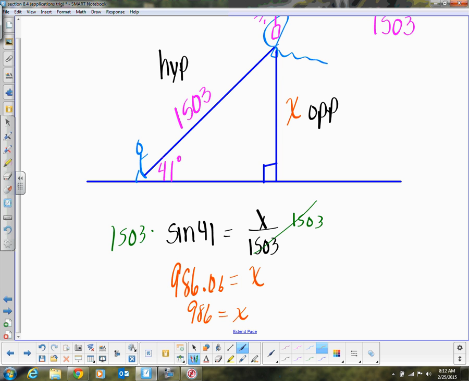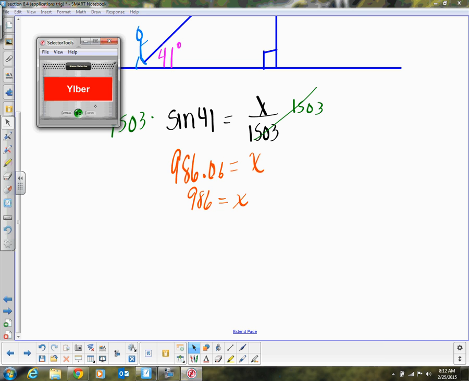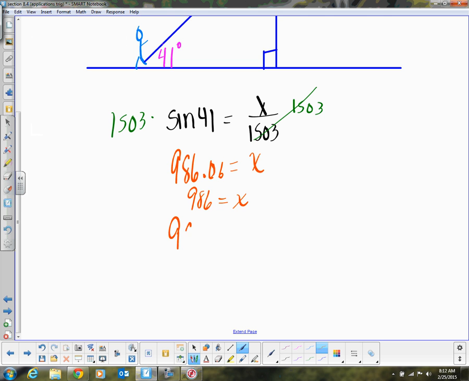Alright, so the next question is, did he answer the question? Yes. How high above the ground is the balloon? Well, I don't think we really are finished because what's missing? What do we have on this number? And meter is a what? A measurement. Meters. So it's 986 meters tall. Next question? Frank.